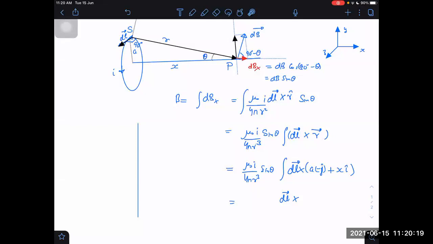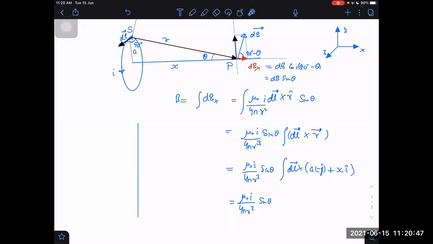Okay. So what is dl? What I mean to say is, if we change dl k cap cross this, you know, mu naught I upon 4 pi r cube sin theta. First of all, I should not write dl k cap. Sorry, I will write it as dl vector only first, because dl k cap is only at this instant, but it will not always be dl k cap.